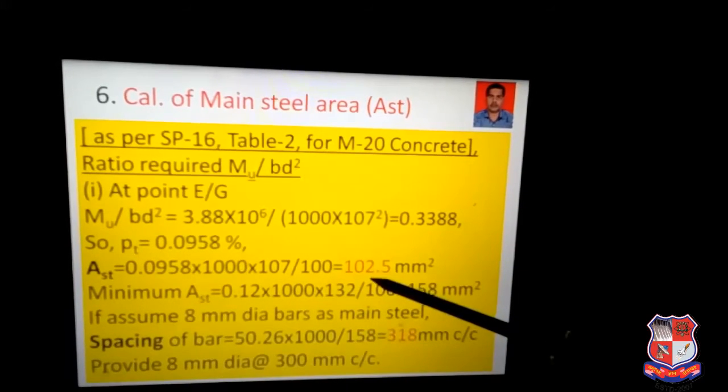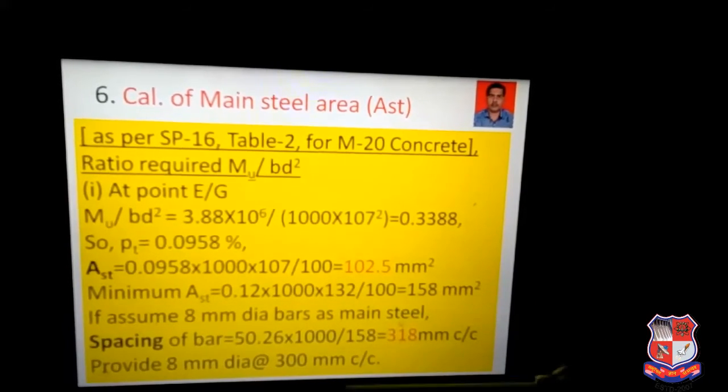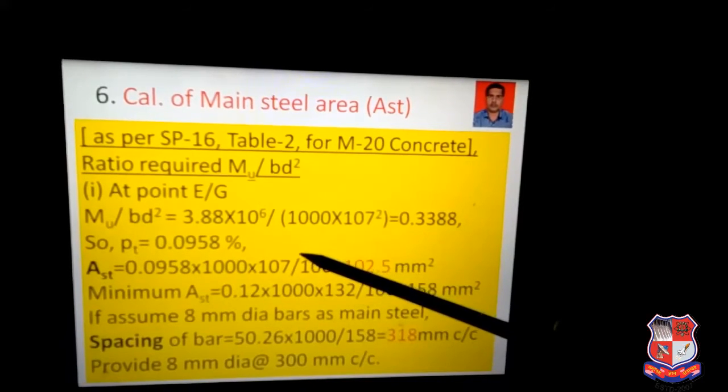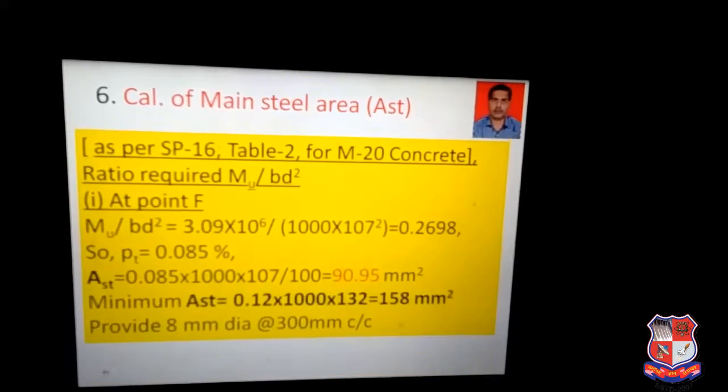So the minimum steel area required is 158 millimeters square, corresponding to 0.12%. If we assume 8 mm diameter bars as main steel, the spacing of the bars again comes to 318 millimeters center to center, and the maximum allowable value is 300 mm. So we would provide 8 mm diameter bars at 300 mm center to center for the points E and G. This we have done.